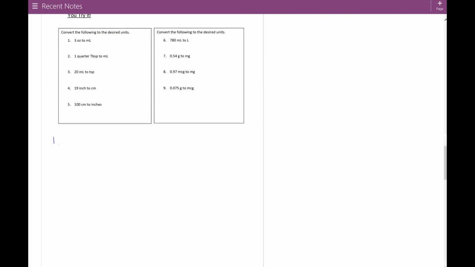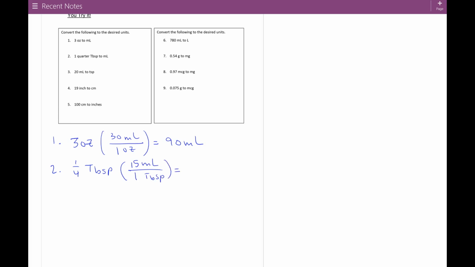So we're going to do some conversions here where we have 3 ounces, and 30 milliliters is the same amount as 1 ounce. So we get a total of 90 milliliters if we're measuring with a different size cup. We get 90 little tiny cupfuls from the 3 bigger cups of ounces. And then 1/4 tablespoon times 15 milliliters in 1 tablespoon. And that would be 3.75 milliliters, but we should round to 3.8 milliliters by our rounding rules.